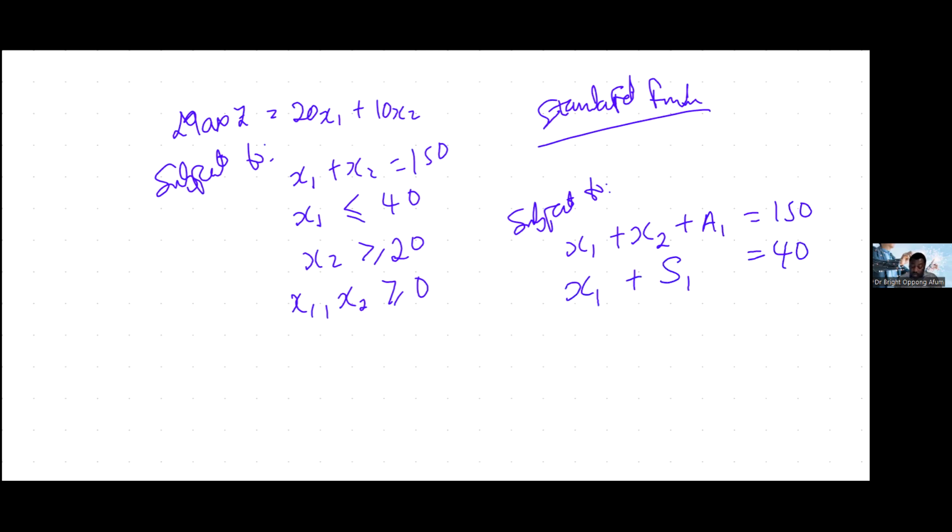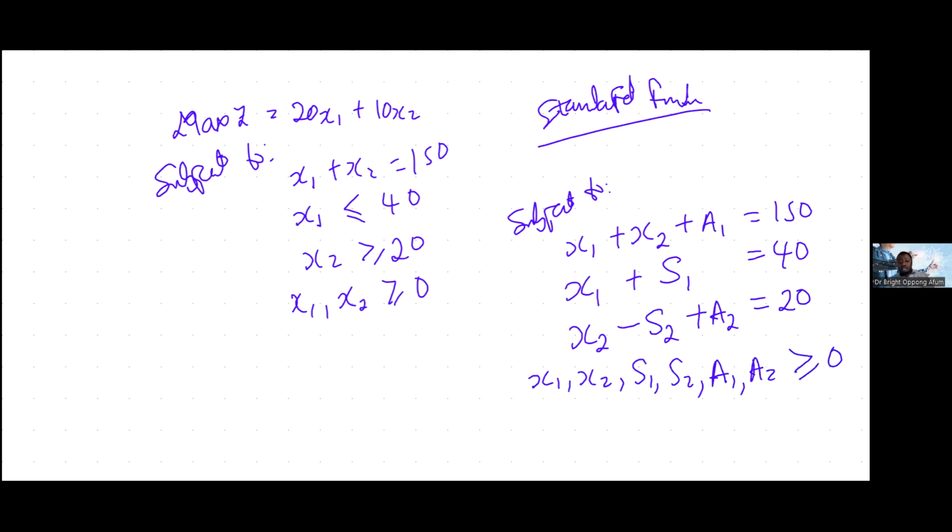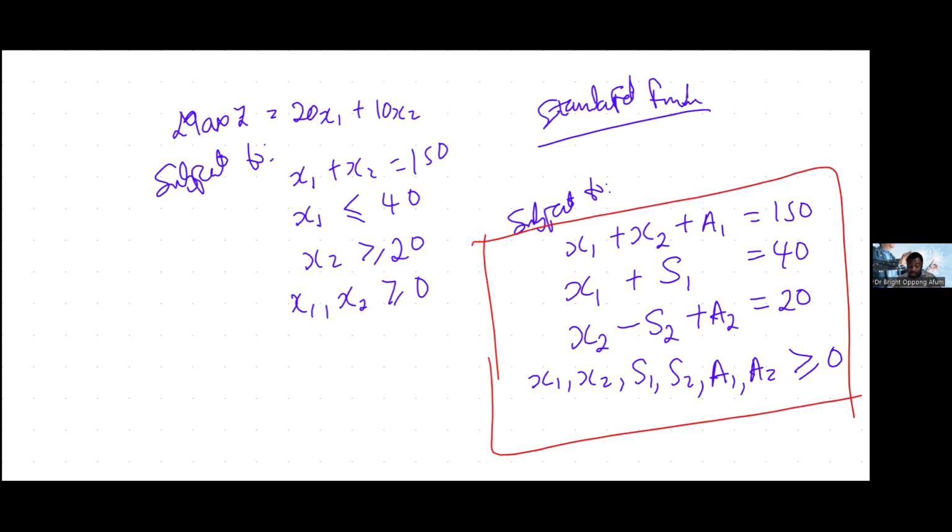And we have greater than or equal to 20. So what we do is that we subtract a surplus. This is the second time we are introducing that. Then we add an artificial variable, and we say it's equal to 20. Then we say that x1, x2, s1, s2, a1, a2, all must satisfy the non-negativity rule. All right, so this is the constraint, right? Good. That has been converted into a standard form.